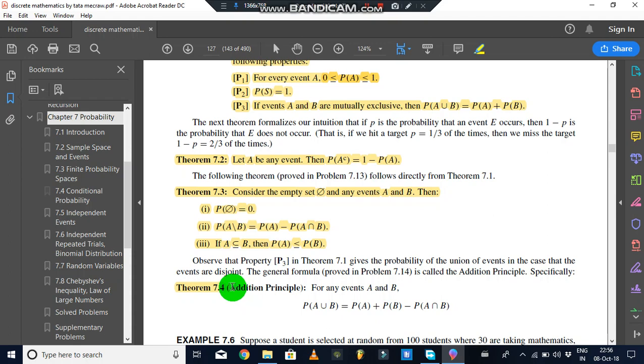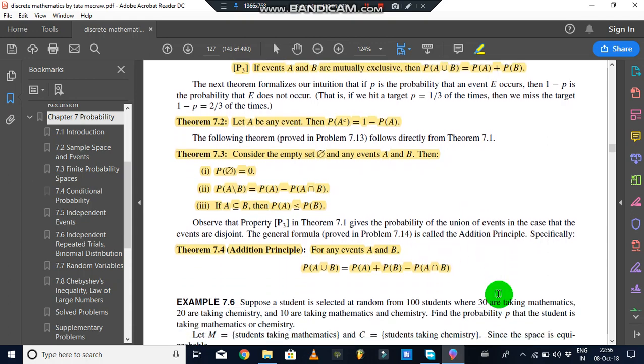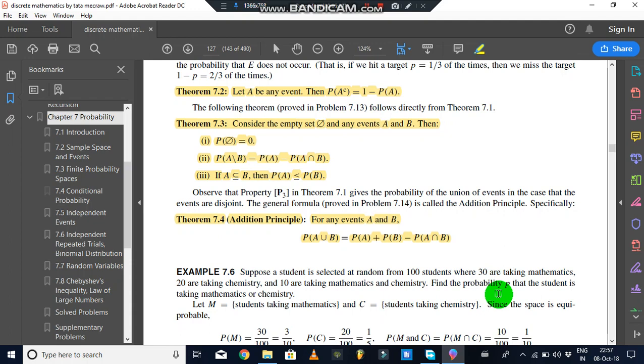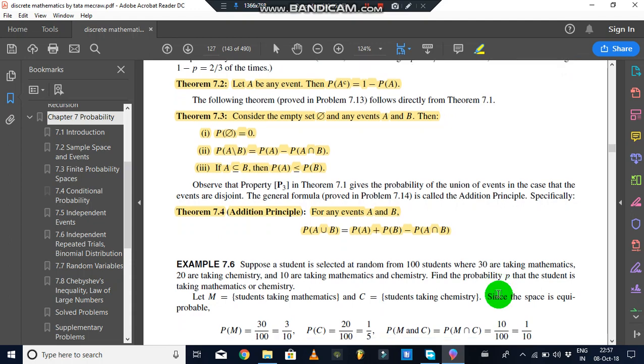Theorem 7.4. What is this? The addition principle. Just remember this name, addition principle. So for any events A and B, suppose we have events A and B, what will be the probability of A union B? This is a simple thing, you already read this. The probability of A plus the probability of B minus the probability of A intersection B. I recommend you need knowledge of sets. If you are not aware of set theory, then you can't do this. So just go to our previous lecture and study all the set theory lectures and then come here.